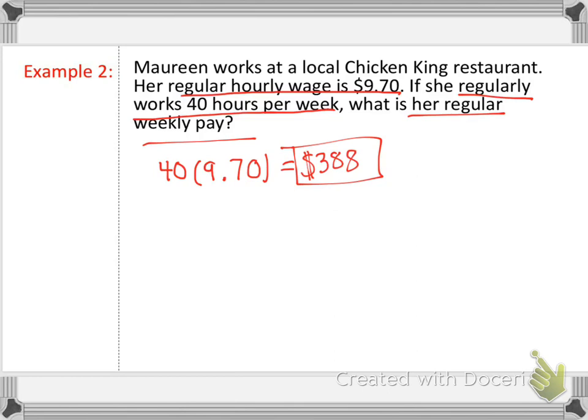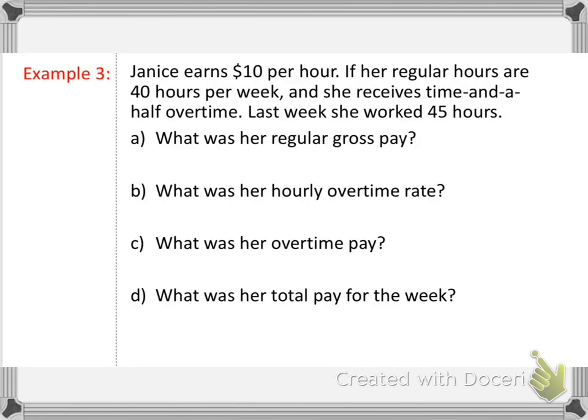All right. Example 3, we have Janice earns $10 per hour. Her regular hours are 40 hours per week and she receives time and a half overtime. Last week she worked 45 hours. So the question is, what is her regular gross pay? Regular gross pay means how much she gets paid for working the regular hours. So regular hours, she gets 40 hours at $10 per hour.